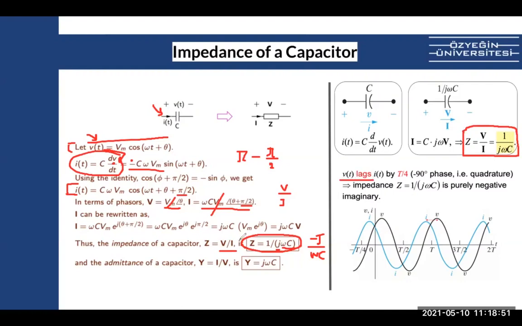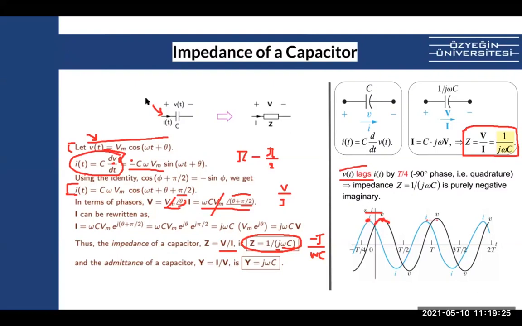Why does voltage lag? Because the phasor of the voltage is theta, and the phasor of the current is theta plus pi over 2. So as you can see, this is pi over 2. So that's why current comes in front with a 90-degree phase. So voltage, this one, lags the blue current.